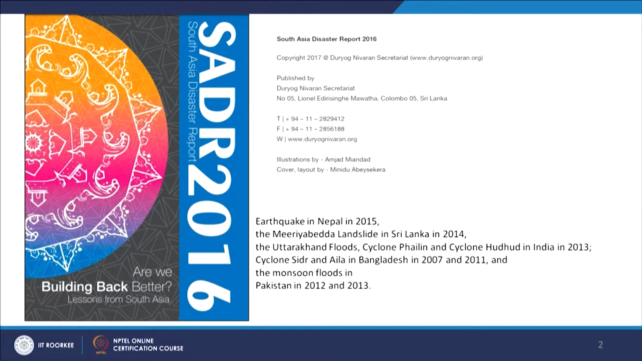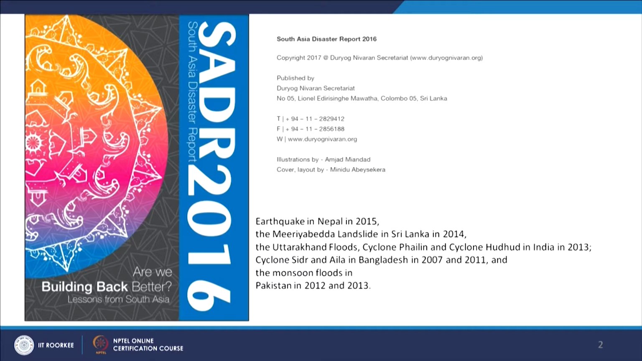This has been published by Duryog Nivaran Secretariat, and it is about the Build Back Better concept as a theme and how it has been implemented in different disaster contexts in the South Asian region. They have tried to cover the earthquake in Nepal in 2015, the Miriabeda landslide in Sri Lanka in 2014, the Uttarakhand floods, Cyclone Phailin and Cyclone Hudhud from the Indian geography, which were in 2013, Cyclone Sidr and Aila in Bangladesh in 2007 and 2011, and the monsoon floods in Pakistan in 2012 and 13.